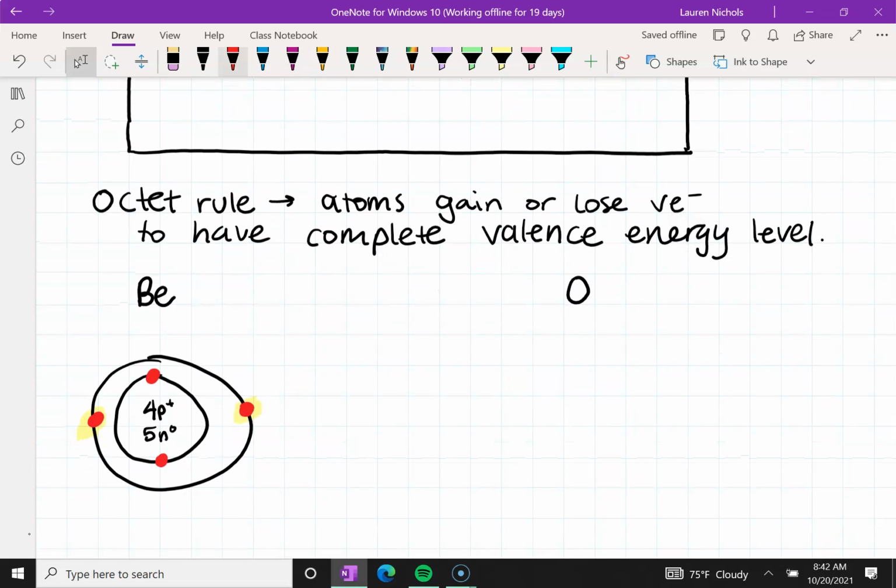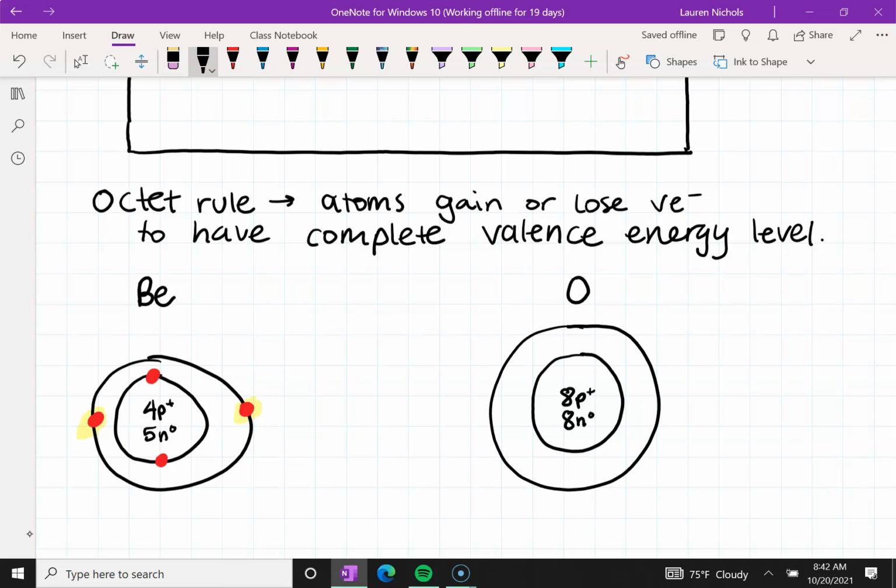But what does that look like in a Bohr model? Well, oxygen is going to have 8 protons and 8 neutrons because of its atomic number and mass. It's also on row 2, so it has 2 energy levels. That first energy level holds 2 electrons, and because it has 8 total, that's 1, 2, and then 3, 4, 5, 6, 7, 8. And so we see that there are 6 valence electrons on that outer energy level.